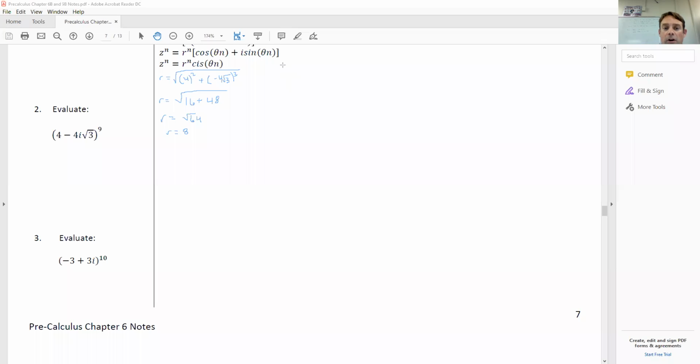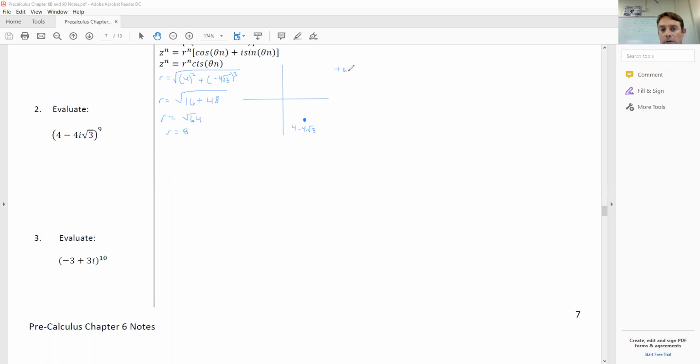Now I need to figure out the argument. Before I look at the argument, I better figure out where this number is located. So it's going to be down here, down in quadrant 3. I'm sorry, quadrant 4. So we have 4 minus 4i root 3. I now need to figure out the tangent.